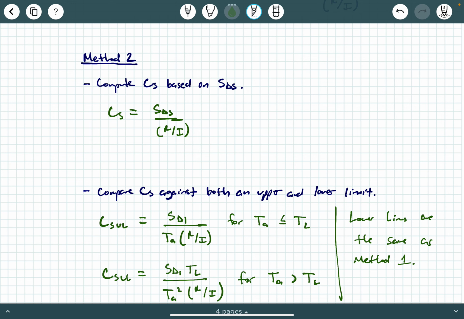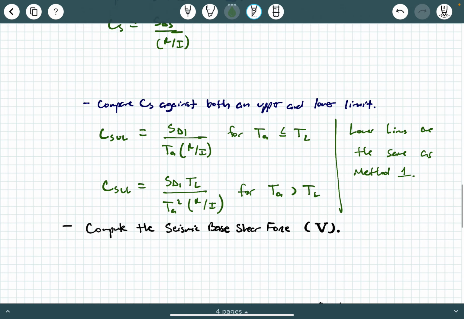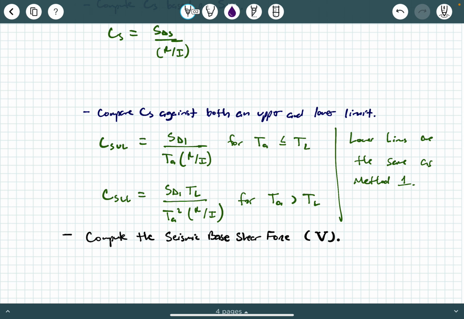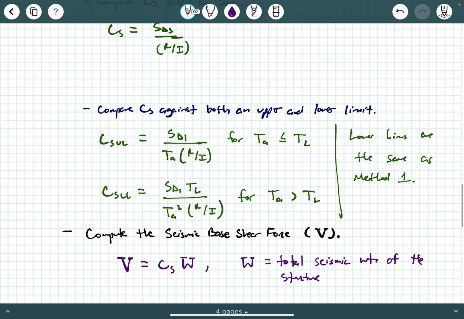The final or almost final thing you're going to do in this process is calculate what's called the seismic base shear force, okay? And the way we're going to do that is, let's change colors yet again. What should we go with now? How about purple? We're going to say the seismic base shear force V is equal to that C sub S times capital W, where capital W is the total seismic weight of the structure. So guess what W is equal to?